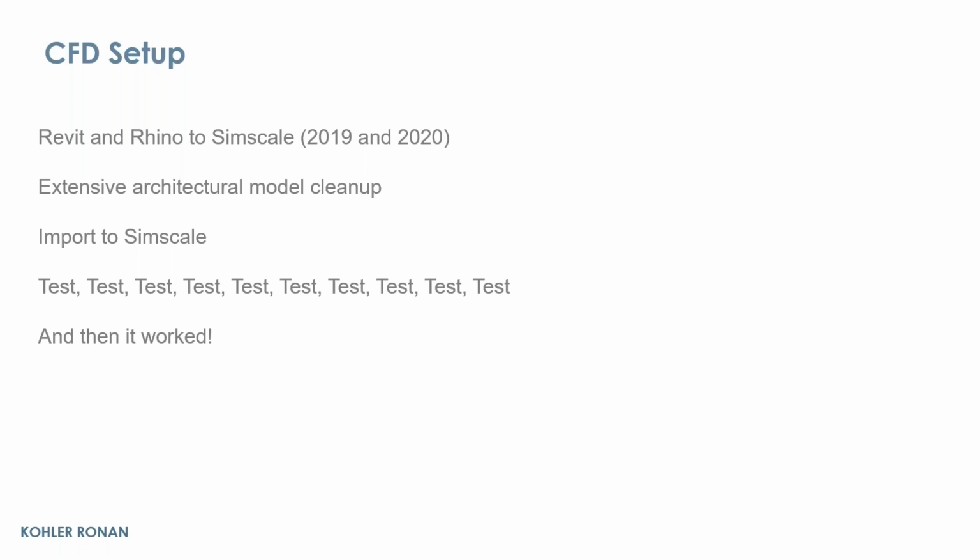So we worked with Revit models and Rhino models that we brought into Simscale. We had to do a large amount of cleanup of the Revit model. Revit models are plagued by surfaces that don't connect and don't join, especially in such a complex space. We were importing into Simscale literally on a daily basis, testing multiple times, making sure it worked. We were able to create a mesh lots of times, and then it finally worked, which was great. Where it worked, it was beautiful.